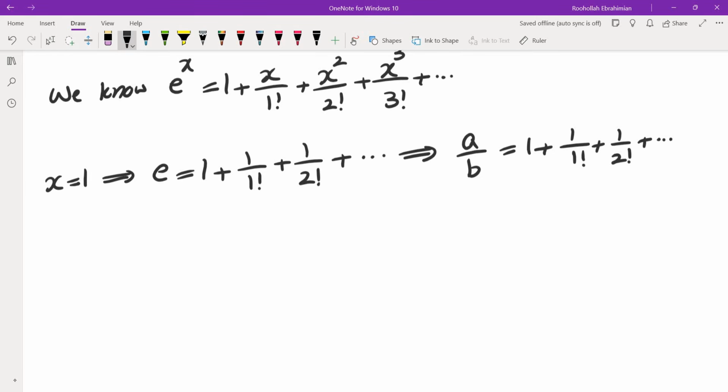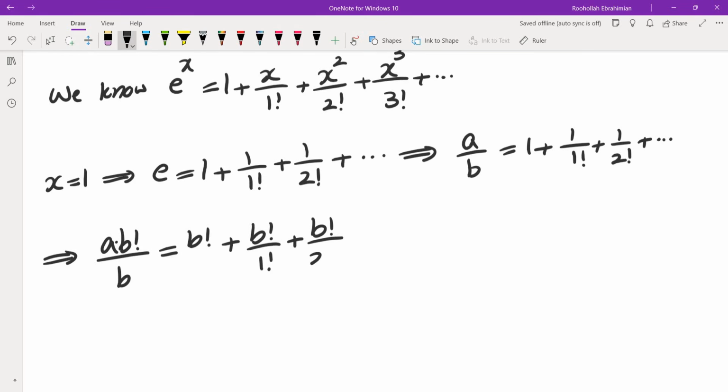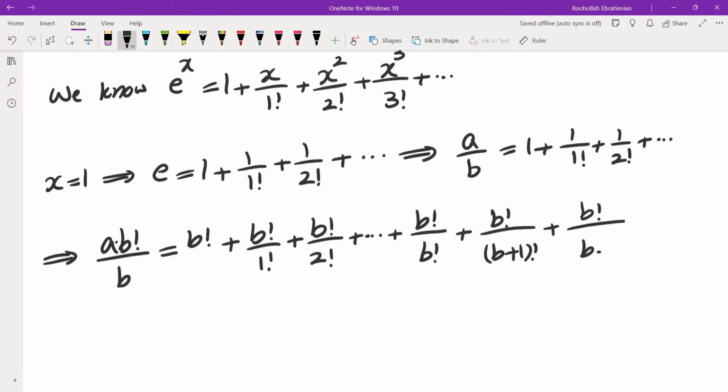We're going to clear the denominator. Since I want to clear a lot of the denominators, I'm going to multiply both sides by b factorial rather than b. So you get a b factorial over b equals b factorial plus b factorial over 1 factorial plus b factorial over 2 factorial. Anywhere between 0 factorial all the way to b factorial is going to become an integer. The next term becomes b factorial over b plus 1 factorial. The next term is b factorial over b plus 2 factorial, plus etc.